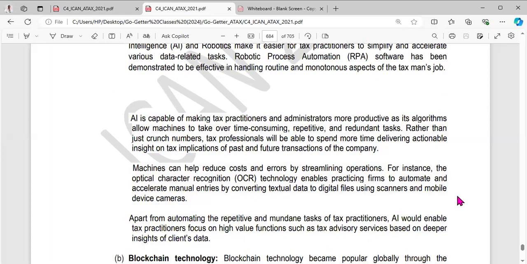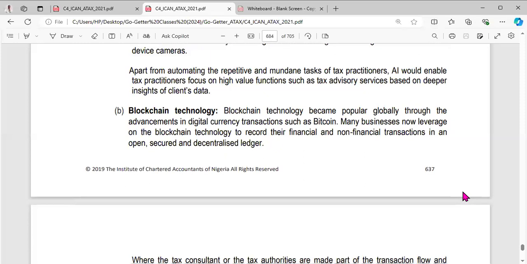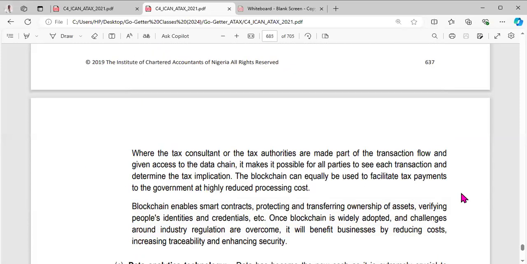Then there's the blockchain technology. Blockchain has become globally popular through the achievement of digital currency such as Bitcoin. So we have the blockchain technology people use to record their financial and non-financial transactions in an open, secure, and decentralized ledger. Then we have data analytics technology.